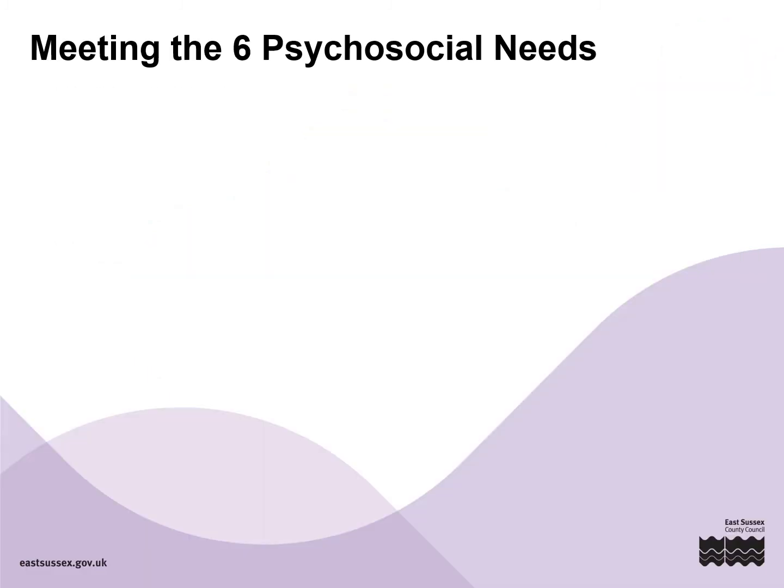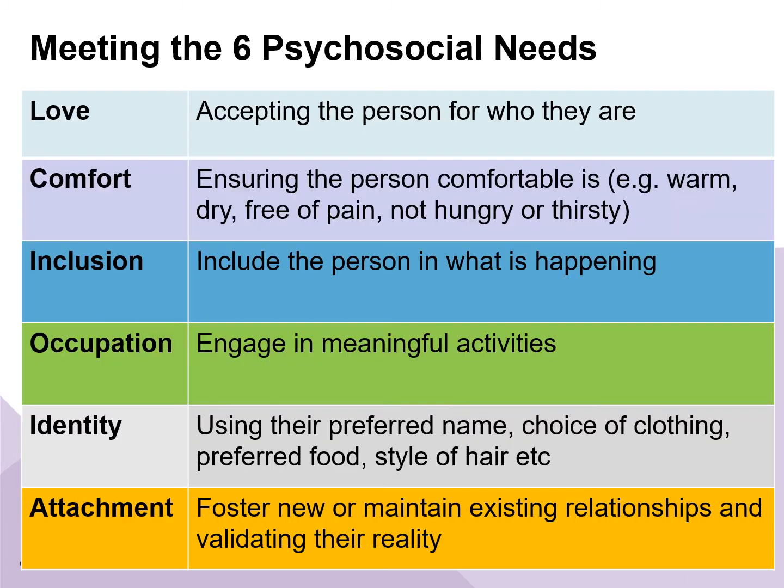So how can we meet these 6 psychosocial needs? With regards to love, we can demonstrate unconditional positive regard by accepting the person for who they are. We can ensure that the person is comfortable by ensuring that they're warm, dry, clean, they have a full stomach, not feeling thirsty, and have access to quiet time if they need to. Also giving them the freedom of movement to walk around as they want, and to be free of pain, so always be mindful of whether somebody's in pain or not.